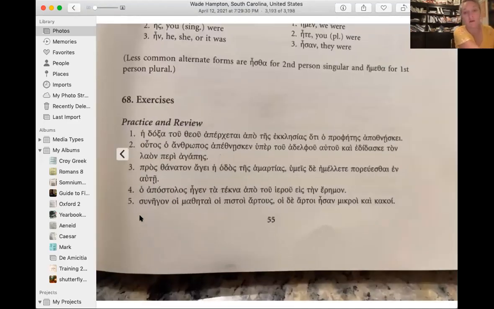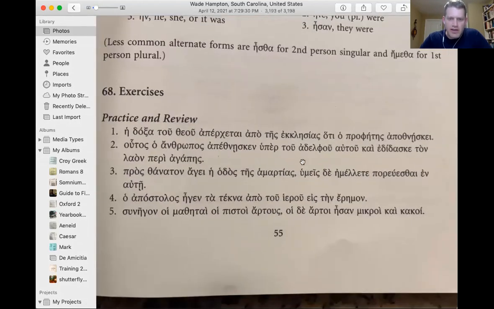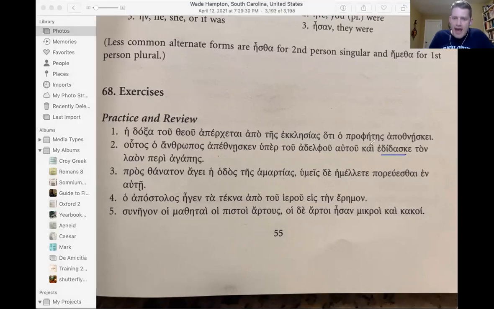It was an augment. Good. So here's one, for example. This one's a little tricky to see, so let's grab one that's maybe not so tricky. Okay, here's one. So with our word, didasko, here we have edidaske. Edidaske. So we see our augment on the front of our stem with an ending.